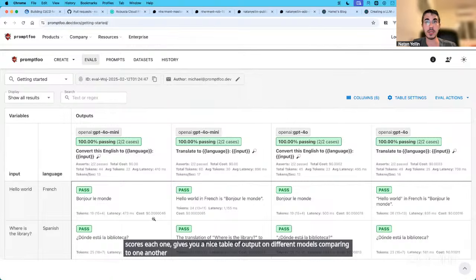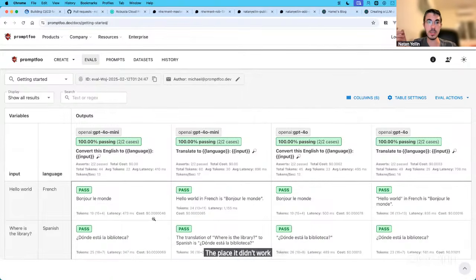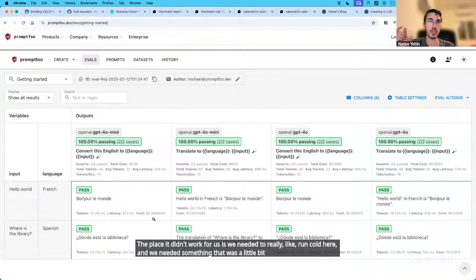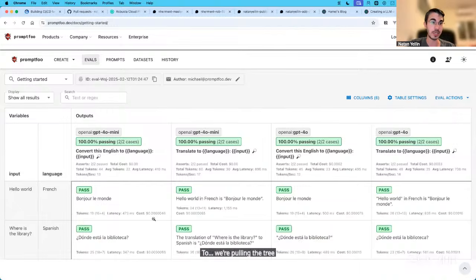Promptfoo is fantastic. The place it didn't work for us is we needed to really run code here, and we needed something a little bit more extensible, because when we're running an eval, we're not just feeding in a prompt, we're doing a whole bunch of setup. We're deploying stuff in the cluster, connecting it to Datadog, Prometheus, and Tempo, pulling trace data, and writing trace data in advance from the application. So we had to do a whole lot more stuff that was complex.